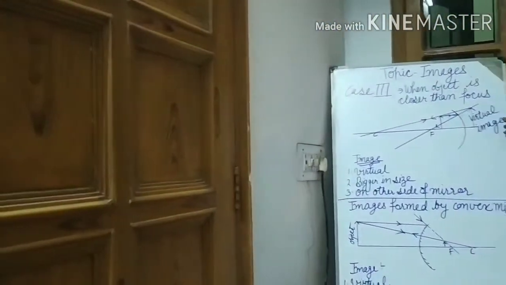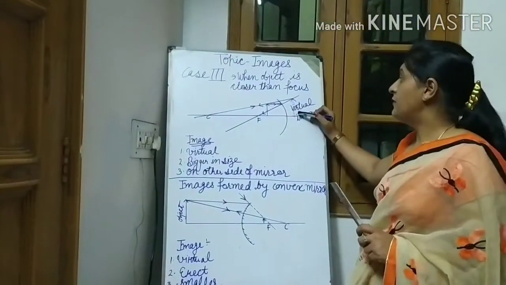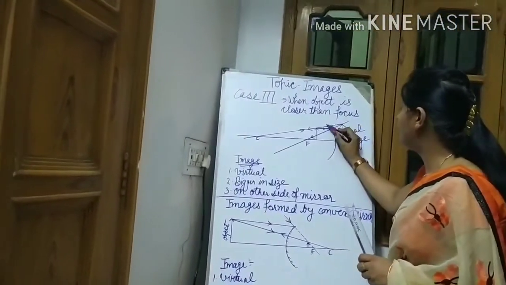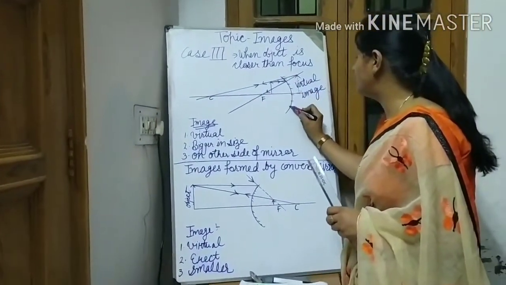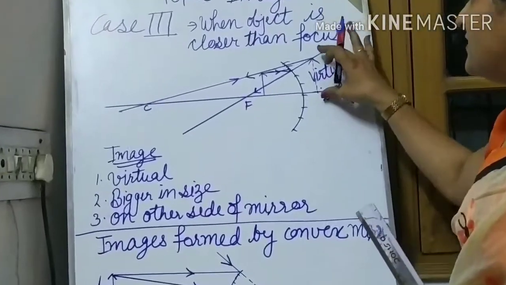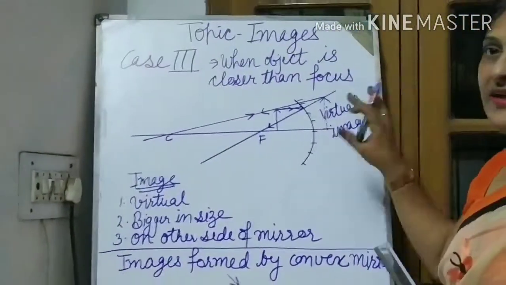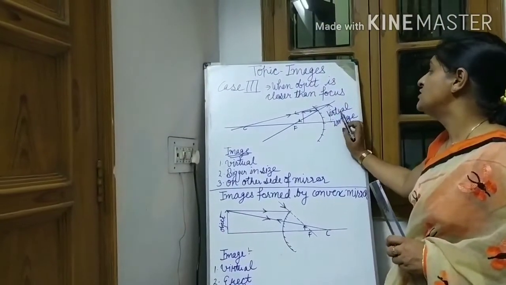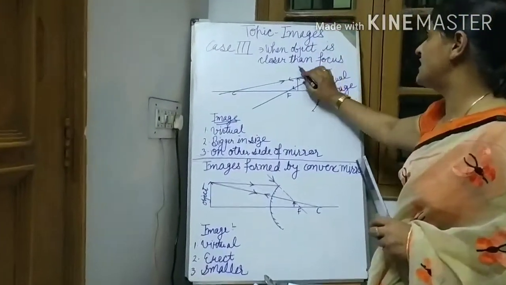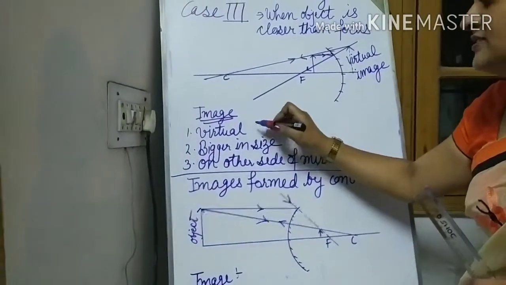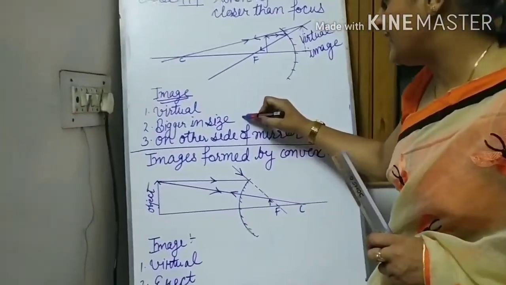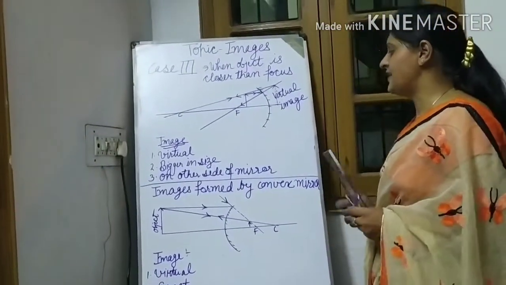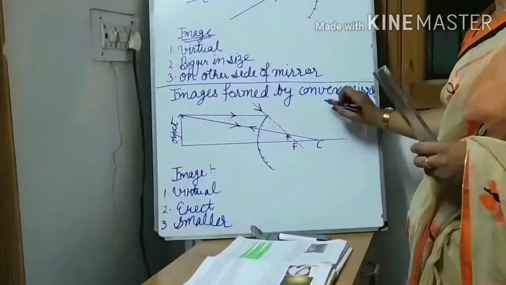Here this image is a virtual image because it is on the other side of the mirror. This is a concave mirror and the image is formed on the other side, but there is nothing behind the mirror, so we consider this a virtual image. So when the object is closer than the focus, the image formed is virtual, bigger in size and on the other side of the mirror.